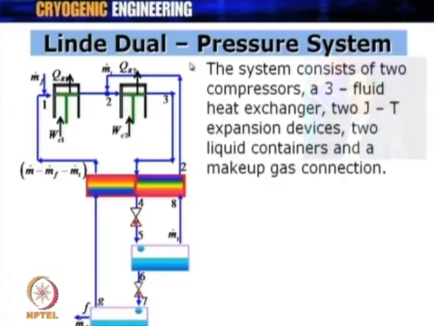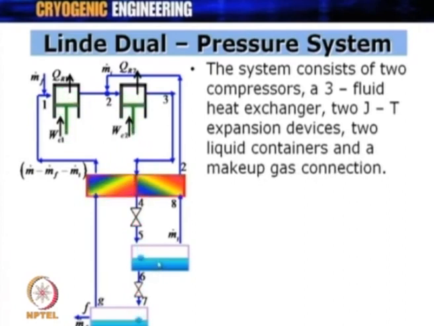So, what does the Linde dual pressure system have? The system consists of two compressors and a three fluid heat exchanger. You can see in this heat exchanger one stream is going down and two streams are going up, and this is a very critical heat exchanger in this case, called the three fluid heat exchanger. So, we have two compressors, a three fluid heat exchanger, and two Joule-Thomson expansion devices. We have one device over here and one device over here, making it a dual expansion kind of system, and again two liquid containers and a makeup gas connection.